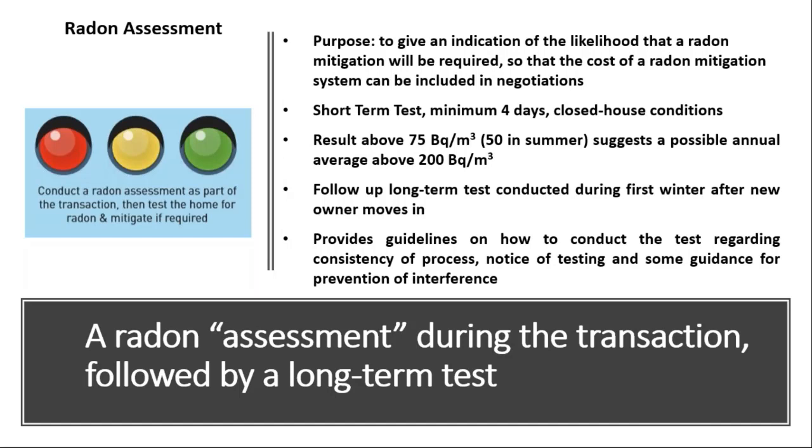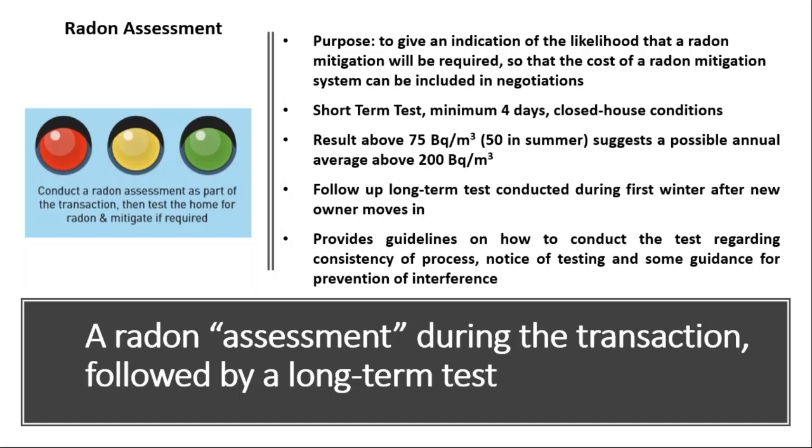Now, if you have attended the C-NRPP short-term testing webinar, you know that short-term tests range from 48 hours up to 90 days. The 48-hour ones are really only applicable to testing whether a mitigation system has been effective. For real estate, the minimum is 4 days. 48 hours is no longer acceptable.